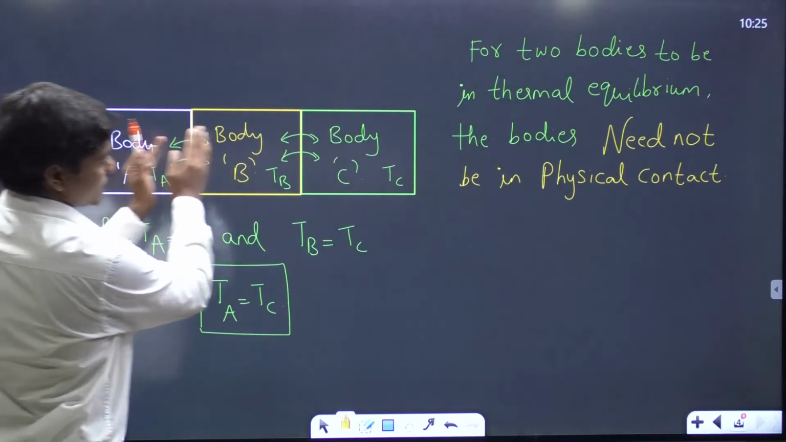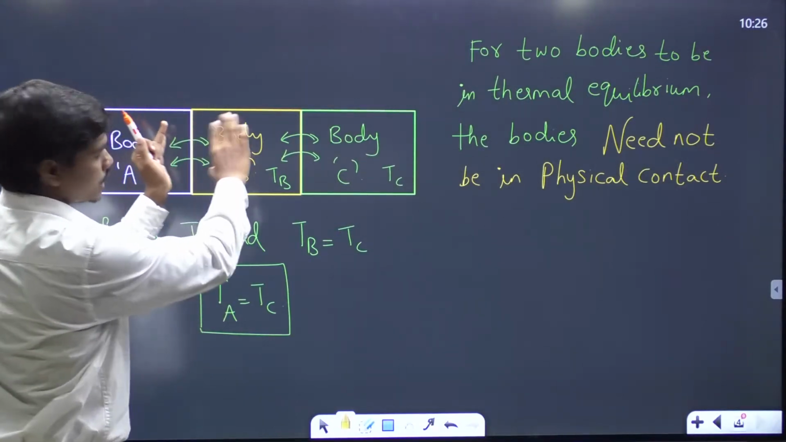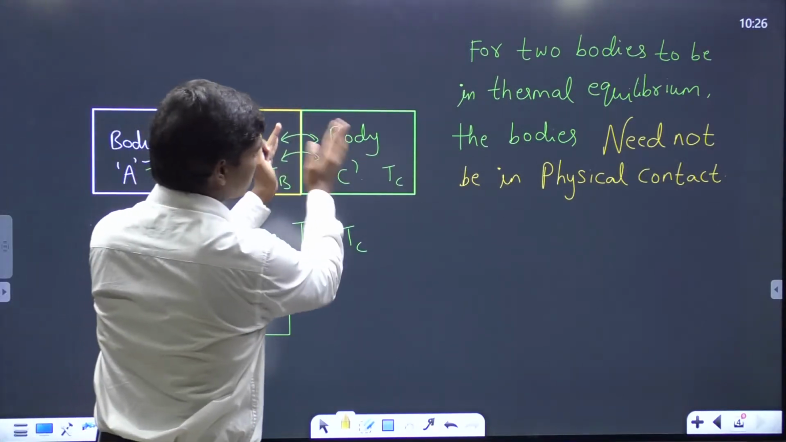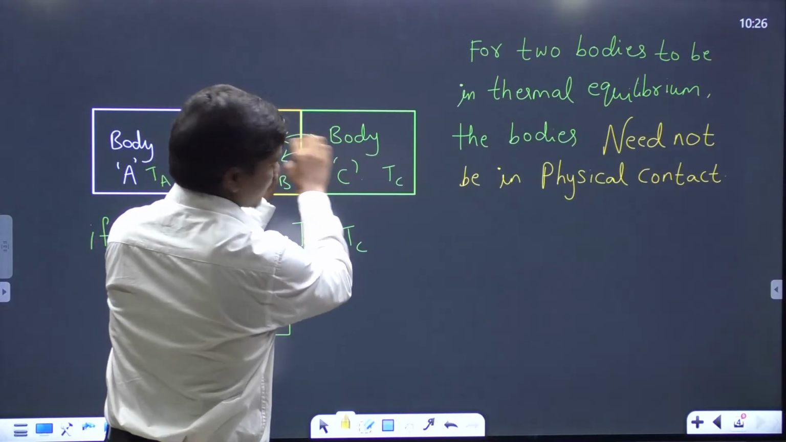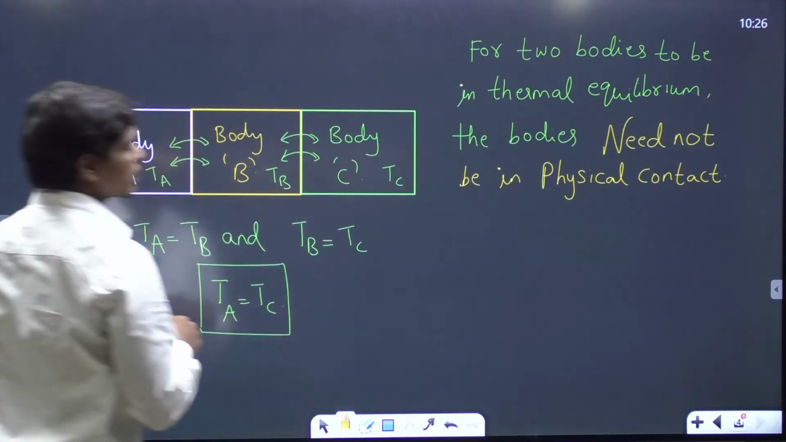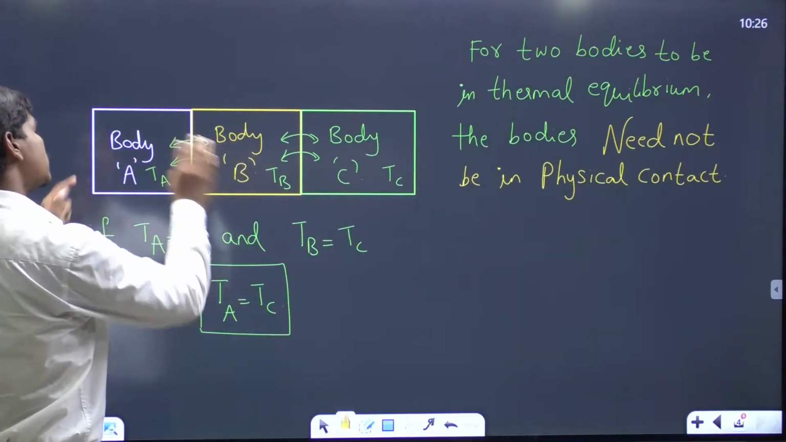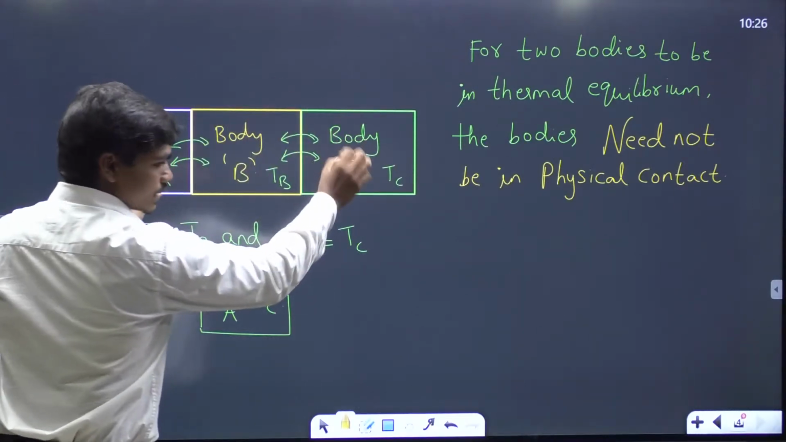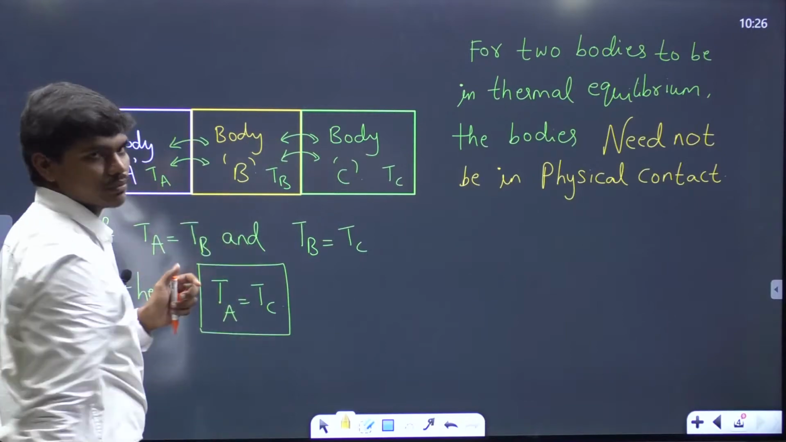heat gets transferred from this body to this body because of conduction through these surfaces, and similarly heat also gets transferred from B to C because of conduction between these two surfaces as well, correct? So which means there is a chance that heat can flow from body A to body C to this body B as intermediate body, correct?